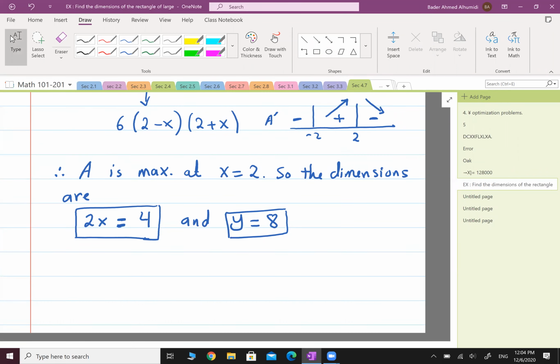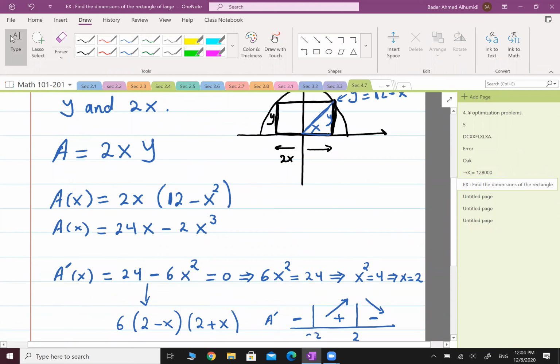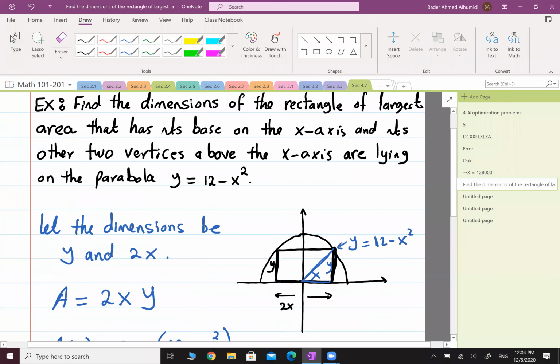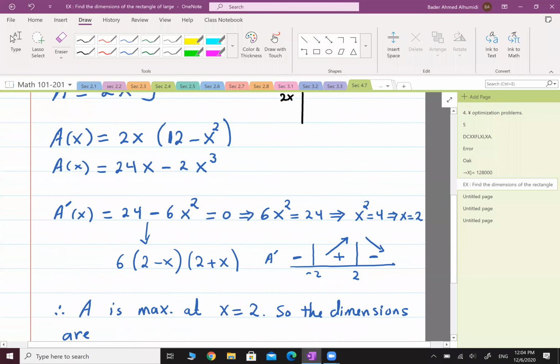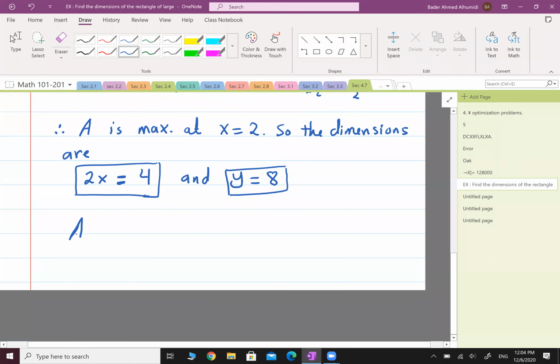The question now, if I decided from the beginning, let me show you maybe, what will be the maximum area by the way? What will be A maximum? It will be the width times the length, which is equal to 32, isn't it? 4 by 8 is equal to 32.